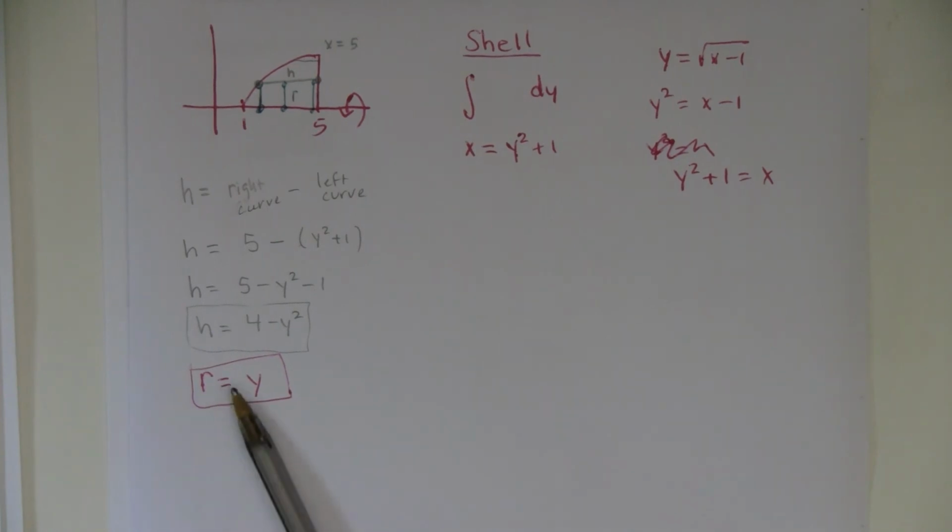People ask me, is the radius always easy? When you use the shell, is it always like y or y plus 1 or y minus 6 or something like that? And the answer is yes, it is.